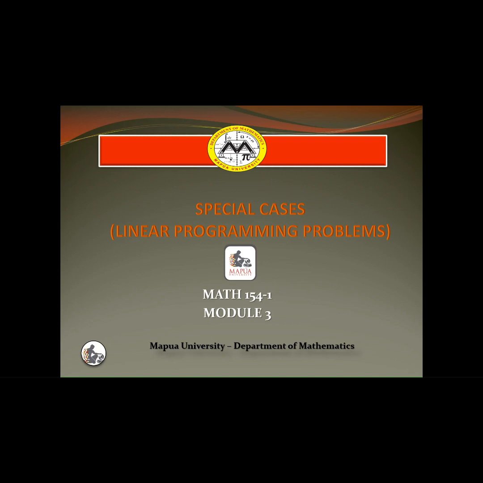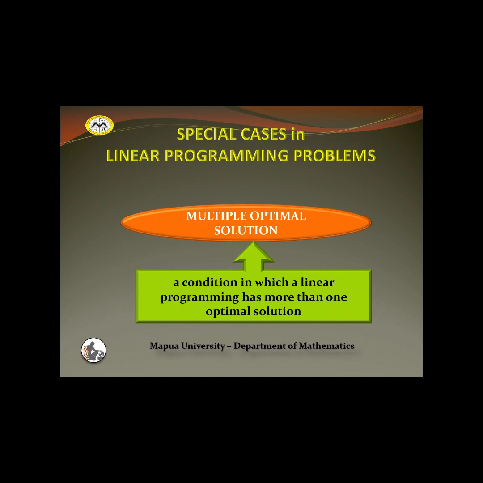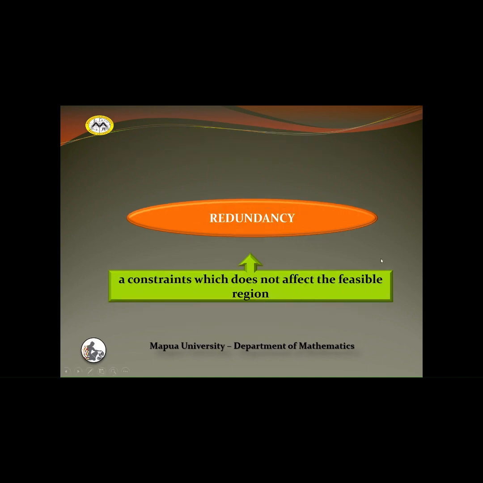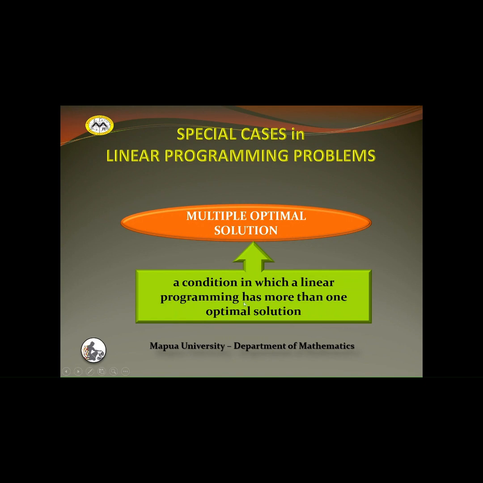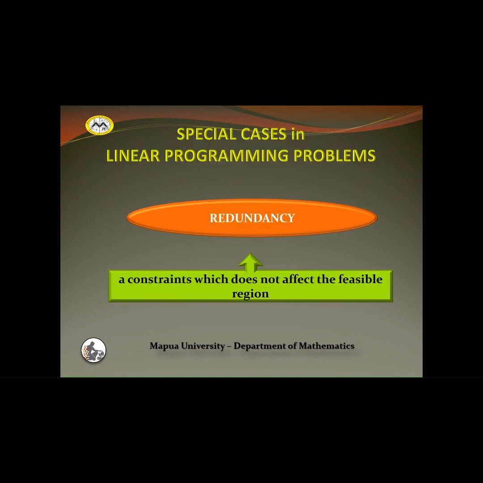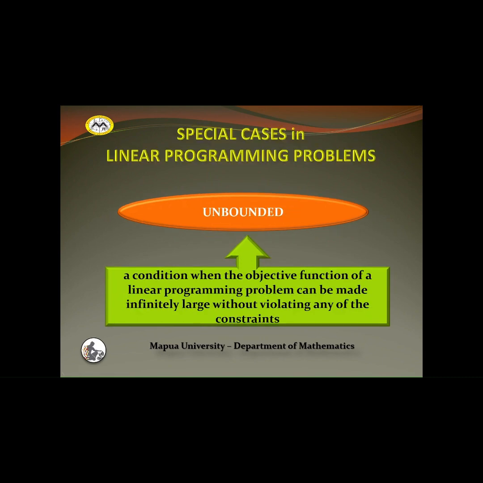In linear programming problems, there are some which are to be considered special cases. And these are, we have the multiple optimal solution, where the linear programming has more than one optimal solution. Another one is the redundancy, wherein the constraints do not affect the feasible region. And the other one is unbounded, the condition where the objective function of the linear programming problem can be made infinitely large without violating any of the constraints.